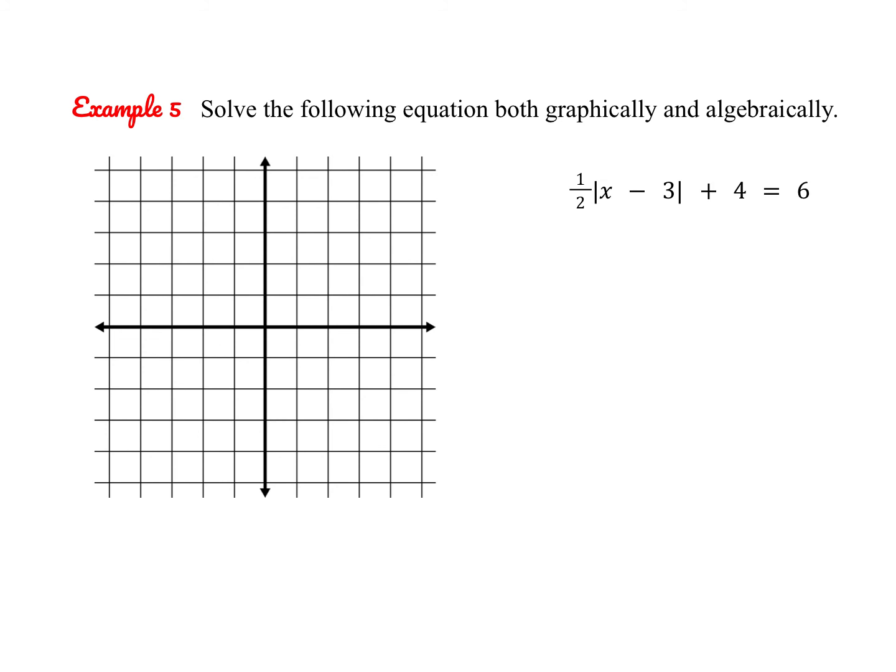And for this, let's change the scale. I'm going to change the scale on my x and y axis to count by 2's. Okay, so let's start by plotting our vertex. Our vertex should be at (3, 4). So our vertex will be right here. And then the slope going to the right should be 1/2. So up 1 over 2, up 1 over 2, up 1 over 2, like this. And the slope going to the left should be -1/2.